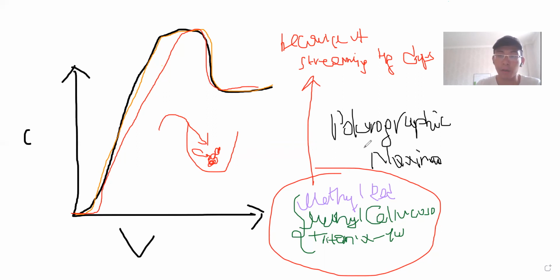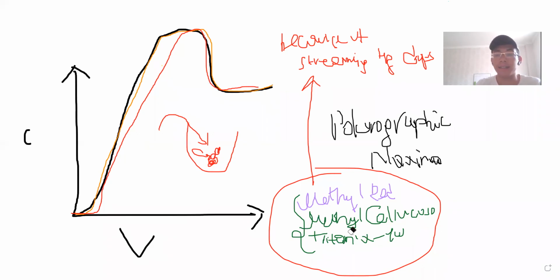So let me repeat again. The technique is also effective in the determination of very dilute solutions, and it can also be used to study the rates of chemical reactions that compete with electrode reactions. So last one, this technique can also be used to study the rates of chemical reactions that compete with the electrode reactions.